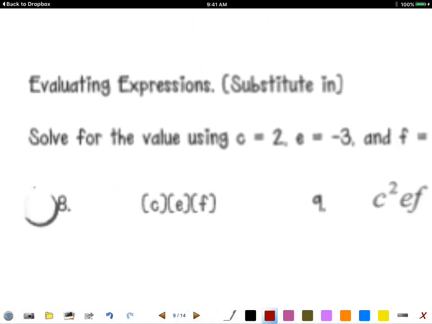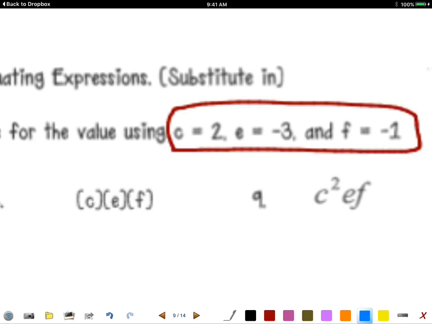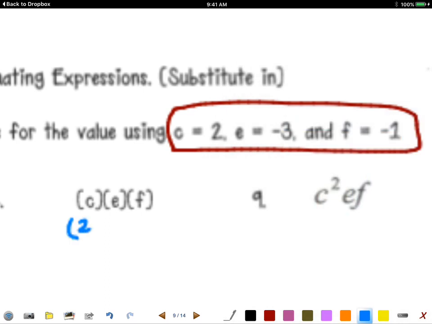Okay, now you're going to need to be very careful down here. All right, so C times E times F, that's what number 8 is. Well, C, if you look in right here, this tells us what each of the variables stands for. So C is 2, so we have 2 times E is negative 3 times F is negative 1. So we got positive 2 times negative 3 times negative 1. 2 times 3 is 6 times 1 is 6. And remember, when you're multiplying, a negative and a negative is a positive.